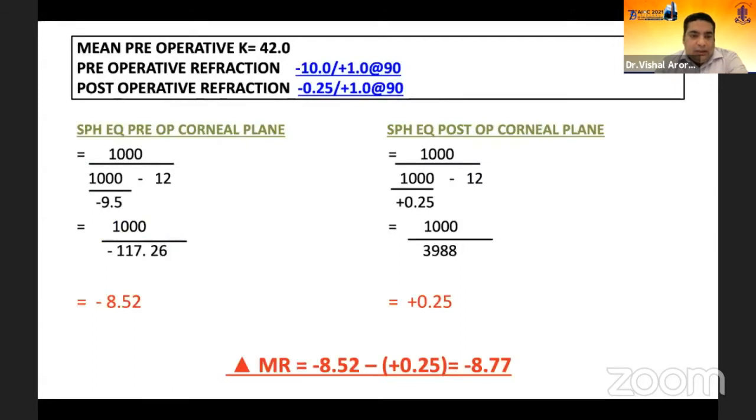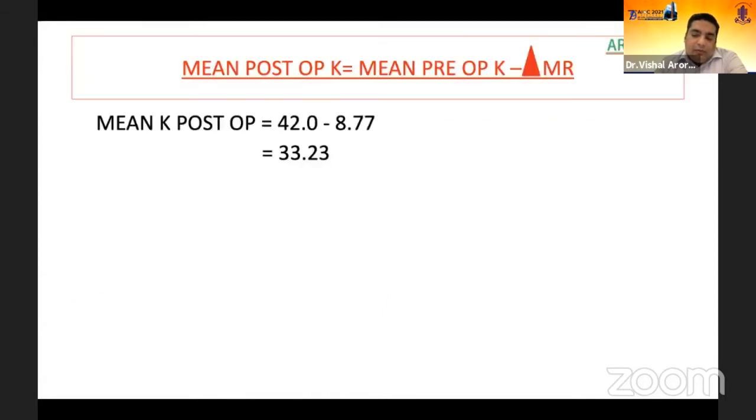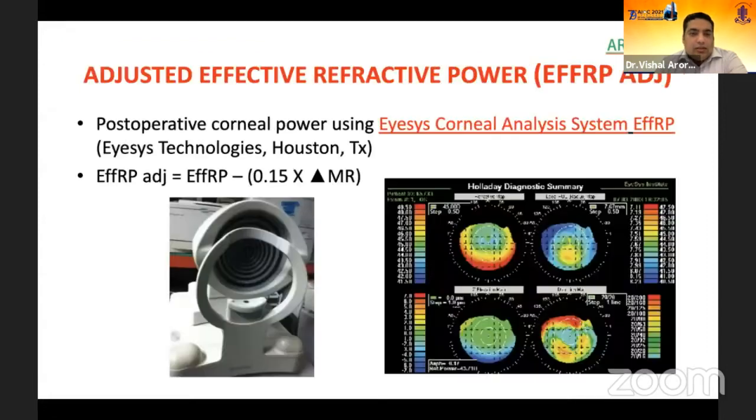This will give us a spherical equivalent. Pre-LASIK would be -8.52 and a post-surgery spherical equivalent of 0.25. The change in refraction, which is the delta MR here, is around 8.77. This you will subtract from the pre-operative K to arrive at the actual mean keratometry value, which will be the accurate value for this patient.